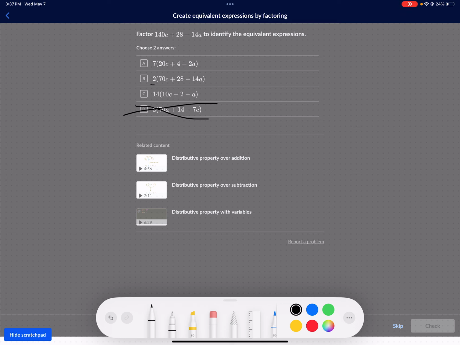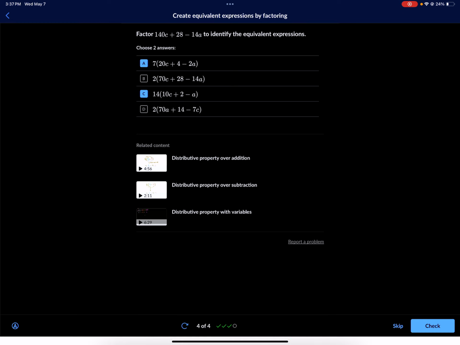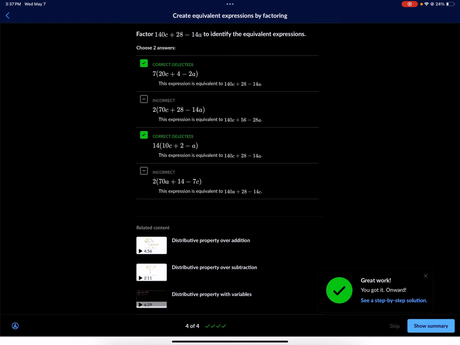So, 2 times 14 is negative 28. A, that's not right. So, A and C are our answers here. And if we check the work, then everything validates out. A and C are our answers.